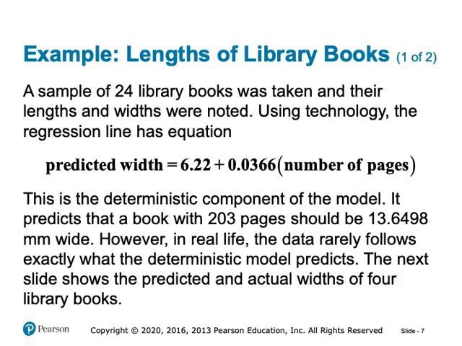To make these concepts more concrete, let's walk through a practical example involving the lengths and widths of library books. Imagine we have a sample of 24 library books. For each book, we measure both its length and its width. Our goal is to understand how the number of pages in a book might predict its width. To do this, we use a regression analysis, which provides us with the following equation. Predicted width equals 6.22 plus 0.0366.